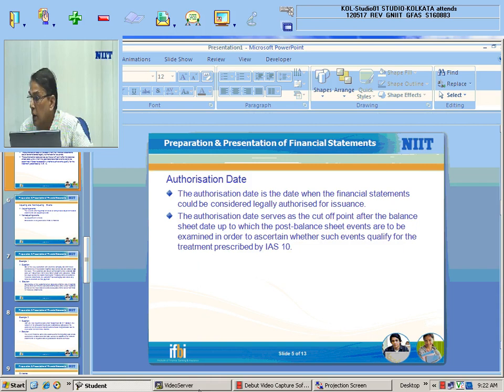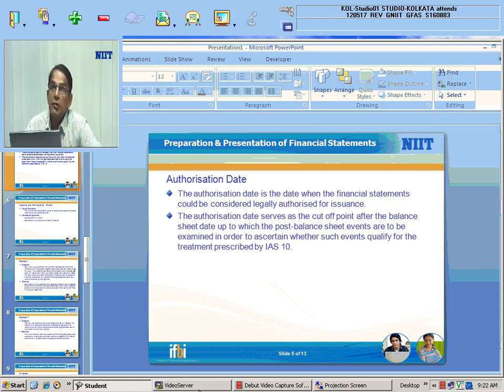Let me see. No, events after reporting date is not something like adjustments given below the balance sheet at the end of the year. How is it below the balance sheet, what kind of adjustments are you talking about? We are talking of off-balance sheet items. If you are talking of off-balance sheet items, that is different. That is basically contingent assets or contingent liabilities.